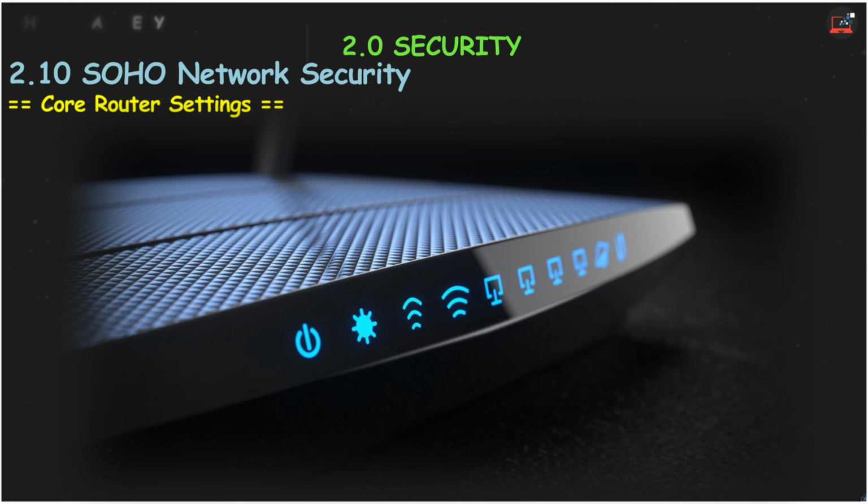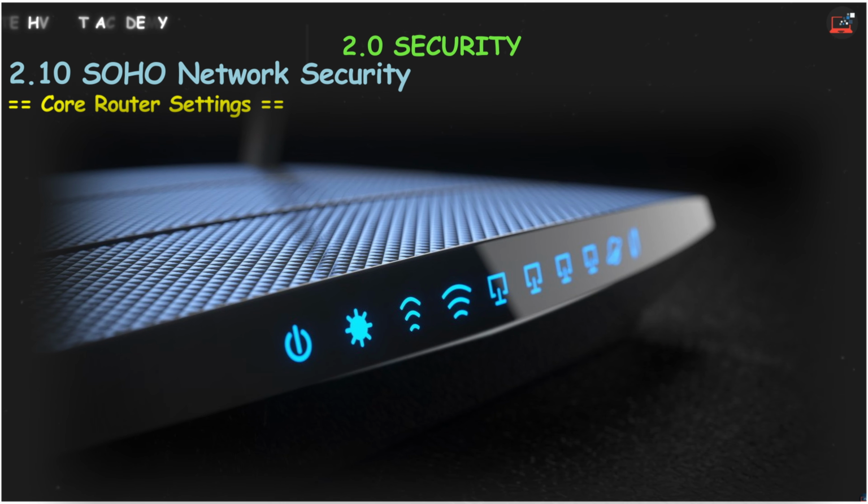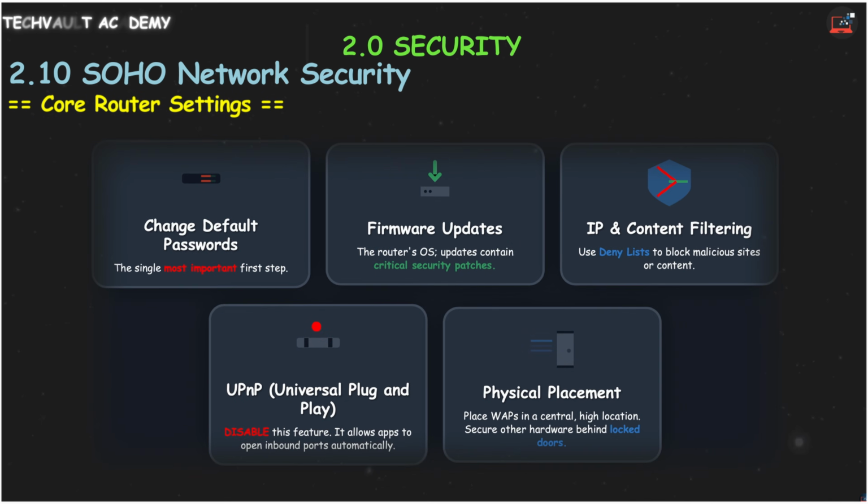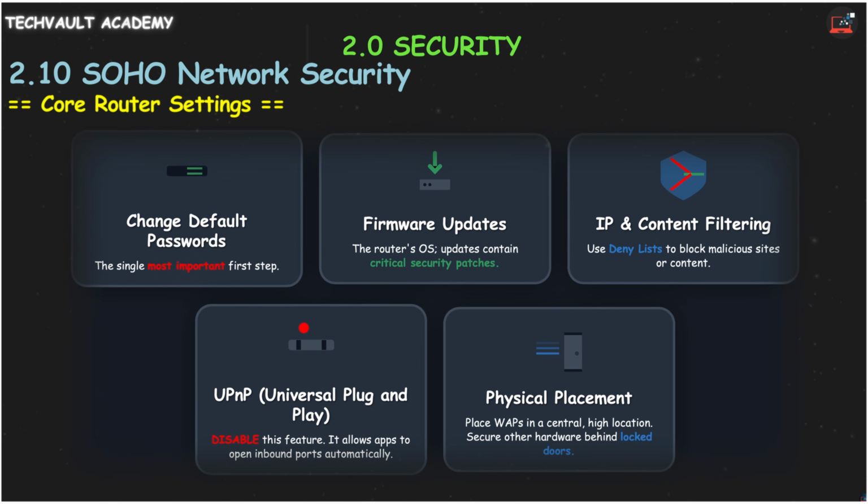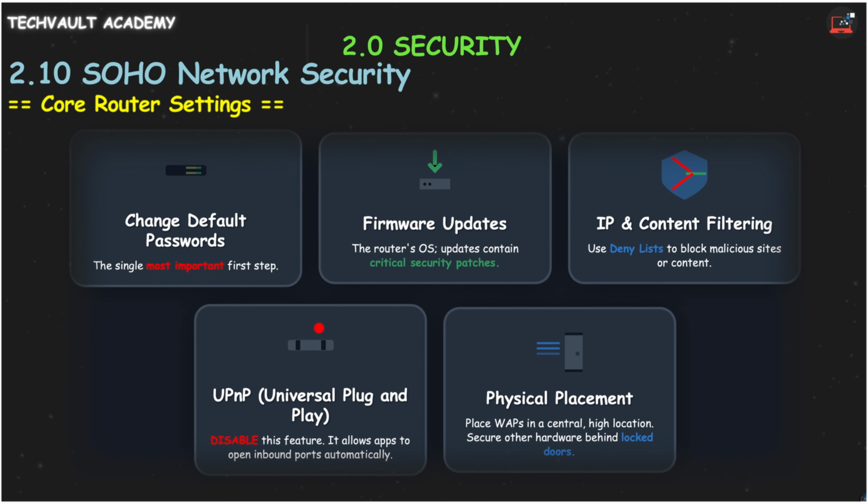We start with the router, the heart of the SOHO network. The very first thing you must do with any new router is change the default administrator password. Default logins are public knowledge, and leaving them unchanged is like leaving the key to your house under the doormat. Just as important is keeping the router's firmware updated. Firmware is the router's operating system, and updates contain critical security patches.